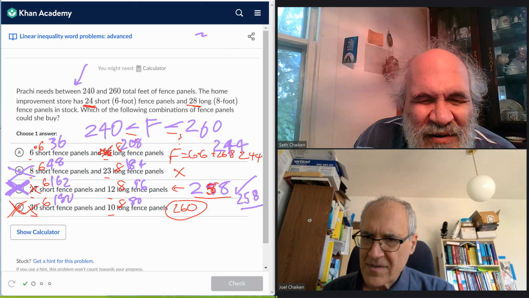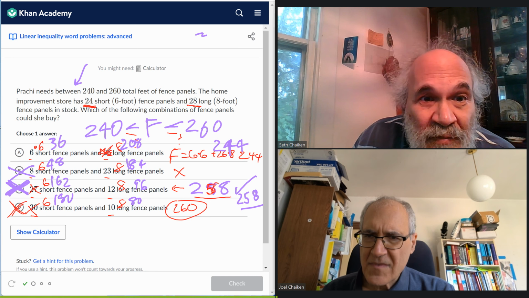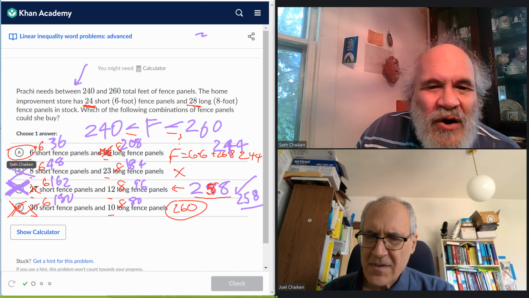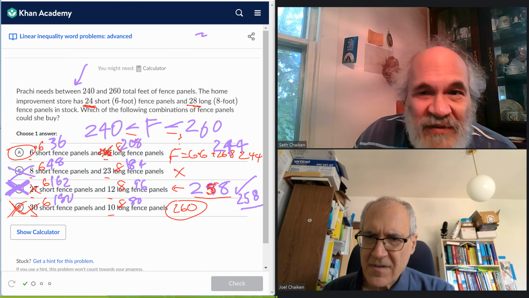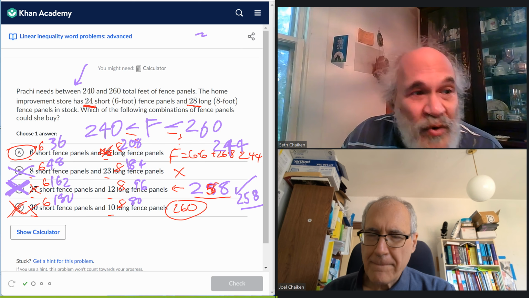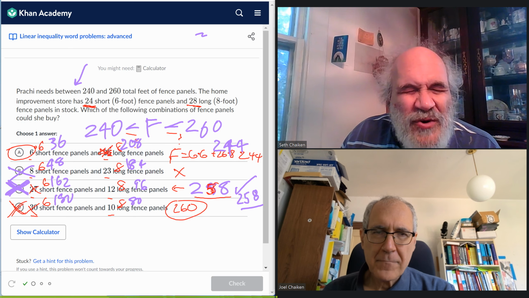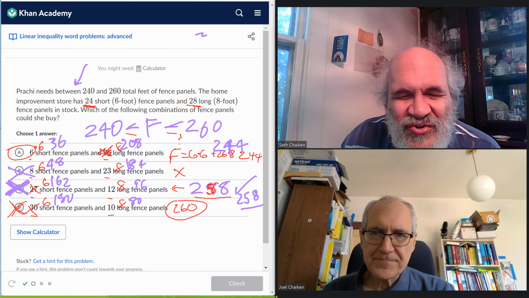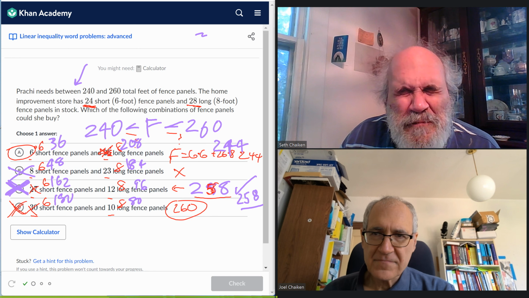B, C, and D are ruled out because the store doesn't have enough, and the only one left is A. Okay, we didn't. So here we go. This is an approach to SAT questions. What we neglected to do is pay attention to all of the data in the problem. And this happens all the time.